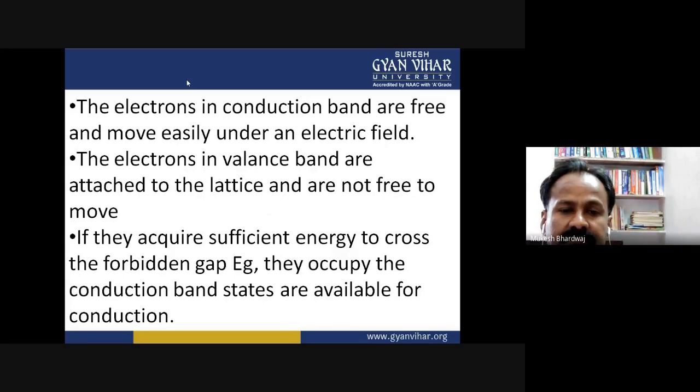conduction of electrons takes place. Prior to crossing the forbidden energy gap, they remain in their own position. They are not going to participate without acquiring the energy.